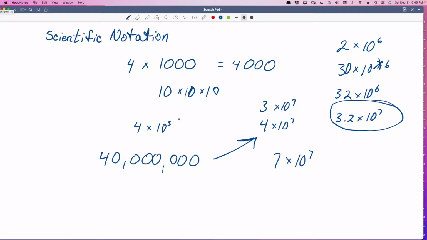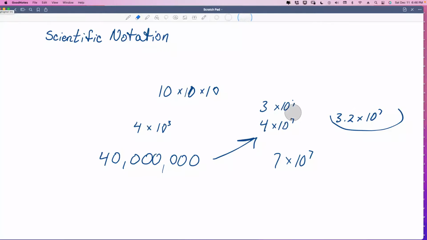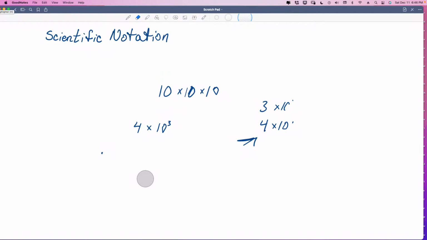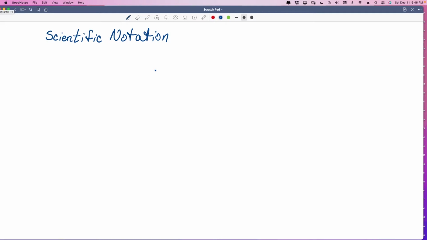All right, so that is a preview, or a review, I should say, of scientific notation. But we can also multiply with scientific notation. And so I want to talk about that and show you how to do that. So here's 76.1, this example problem.